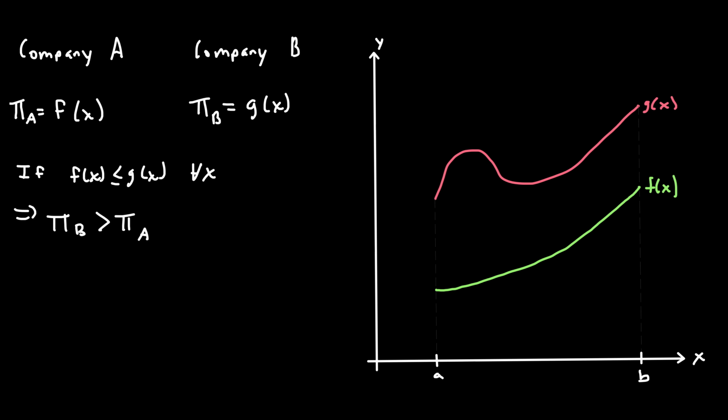However, let's say we want to know how much more profitable Company B was than Company A over that period. We can use the preservation of inequality to find out. Specifically, we can integrate the difference between g of x and f of x over the interval ab to find the difference in their total profits over that period.